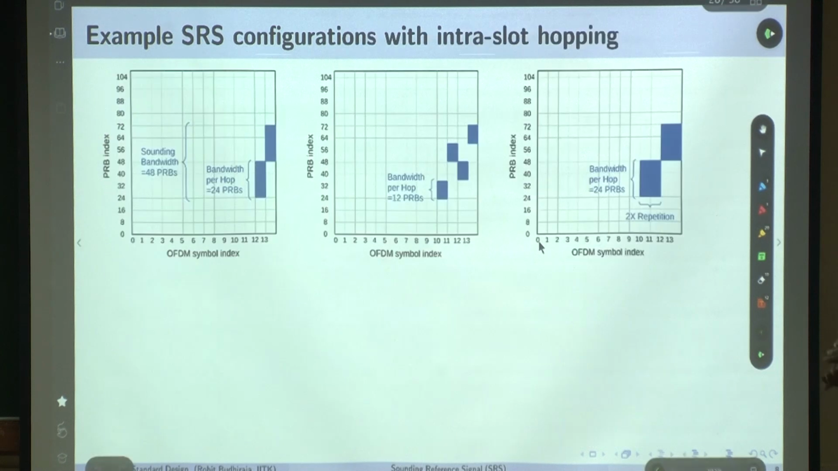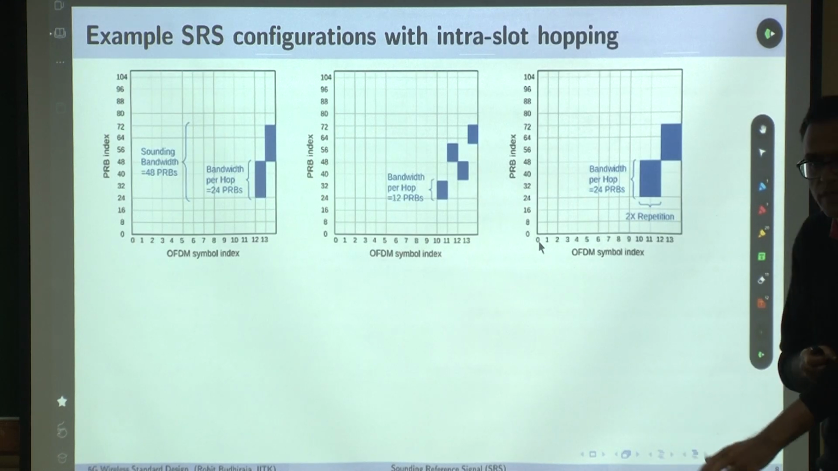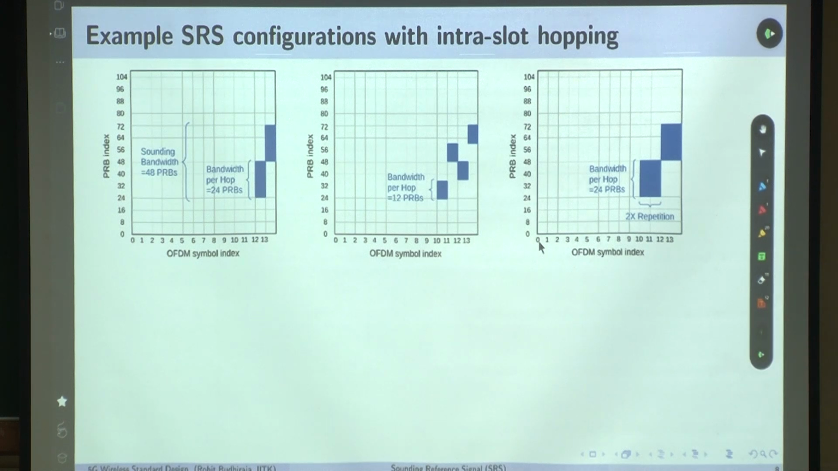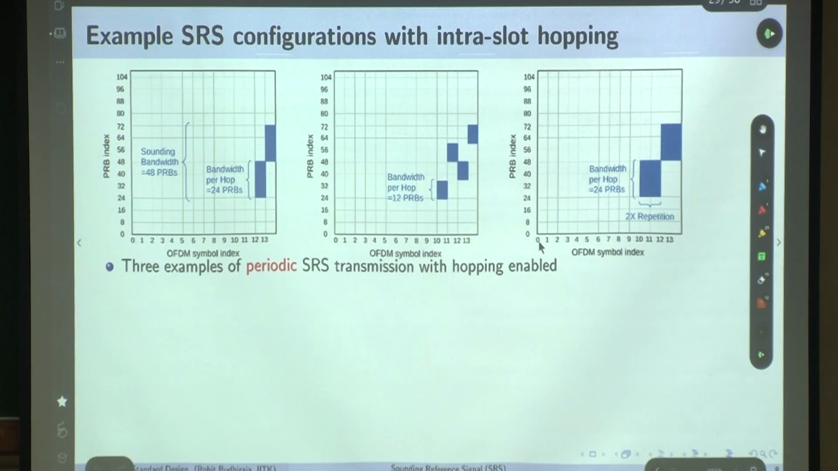So let's continue discussing this. I'll take a few examples to further elaborate on that. This is a continuation of whatever we discussed in the last slide. So what are we saying? The sounding bandwidth is 48 PRBs. These are 3 examples of periodic SRS transmission, those 3 different transmissions which we discussed in the beginning.